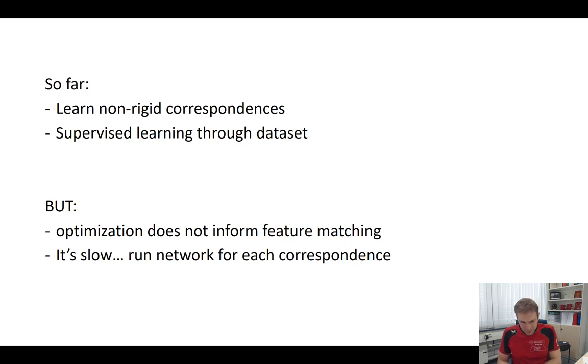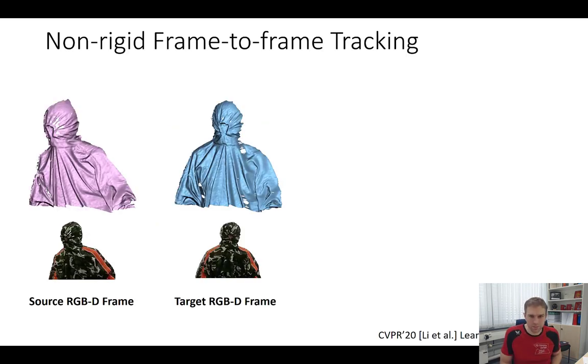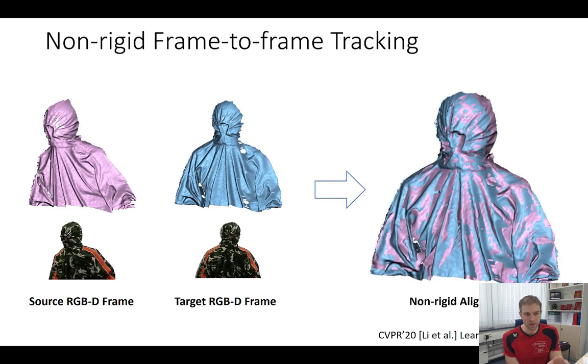So one project, and there was also a CVPR paper from Yang Li and colleagues, is going a little bit further on the optimization side. So the question is, well, we've learned correspondences now. Can we actually also do something? Can we learn how the optimization process possibly works? And we have a similar setting in this case. We have a source RGBD frame. We have a target RGBD frame. And what we would like to do again is the non-rigid alignment between these two, right? So similar setting as before.